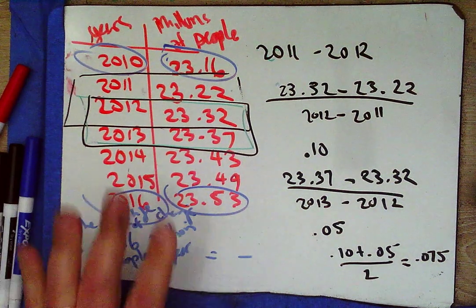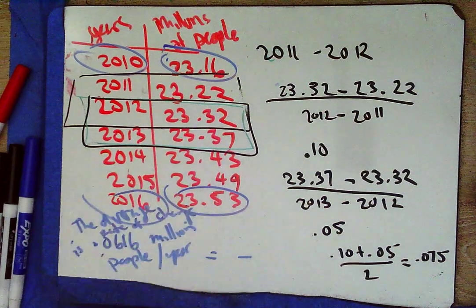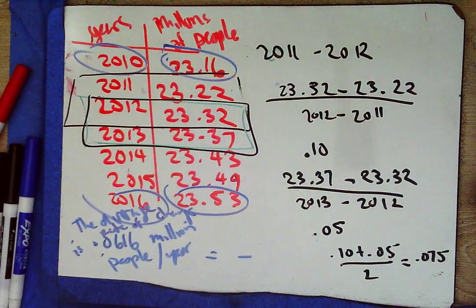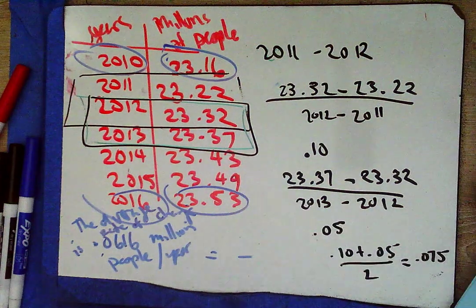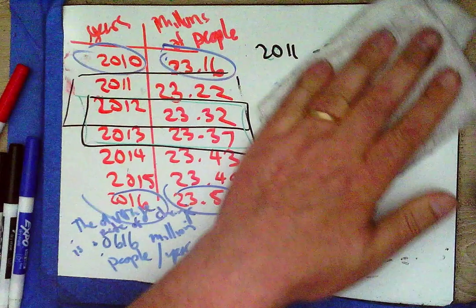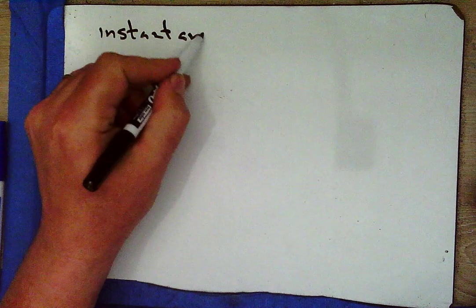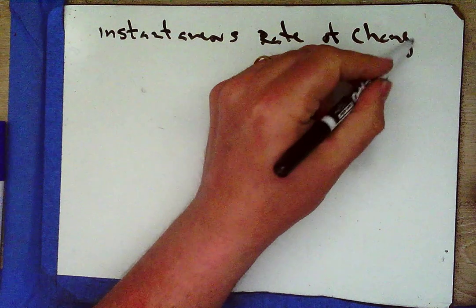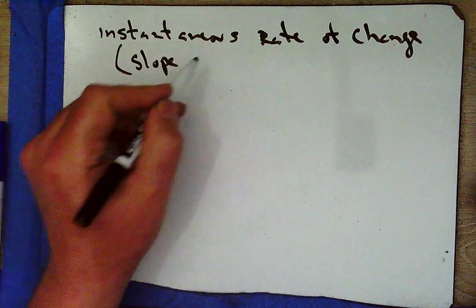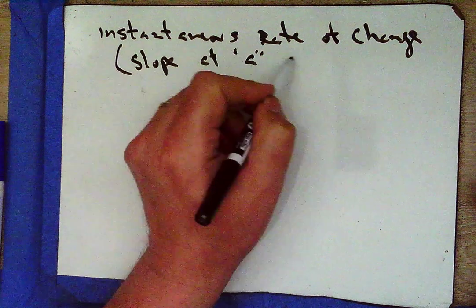Okay? Tables are great for average rate of change, and they're not very good for instantaneous rate of change. I mean, the table values are only the table values, and I definitely can't get wicked close. Okay, so let's see if we can transition to a way to actually find instantaneous rate of change, or the slope at a point.